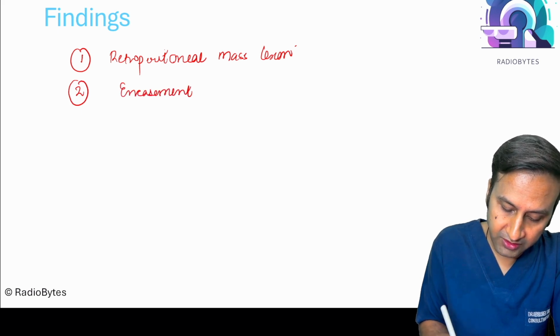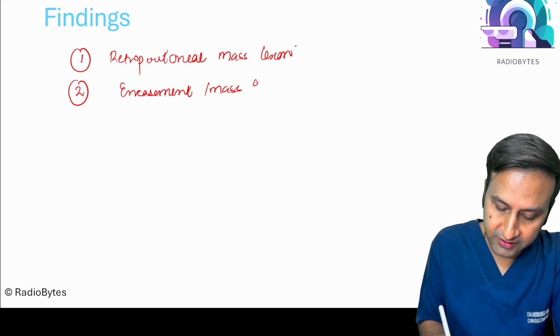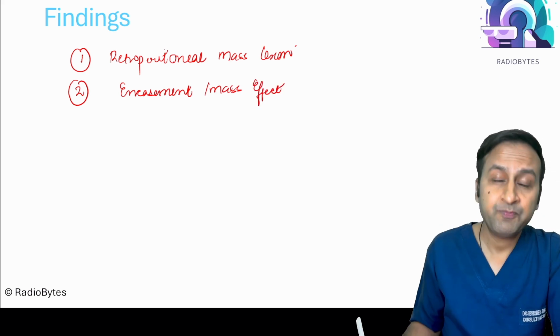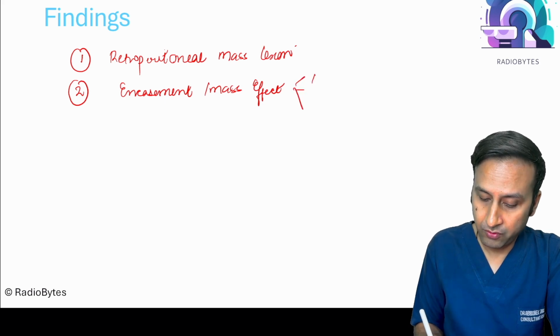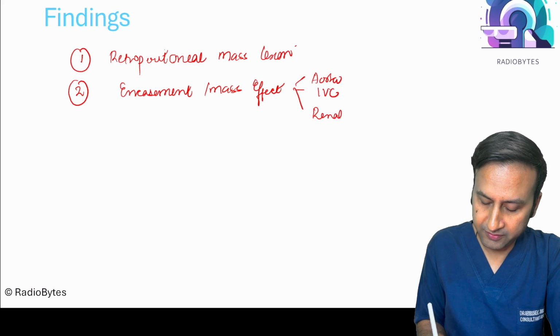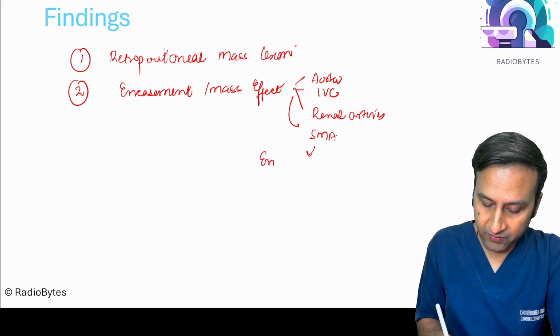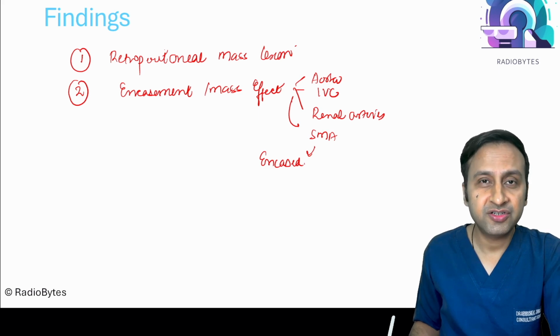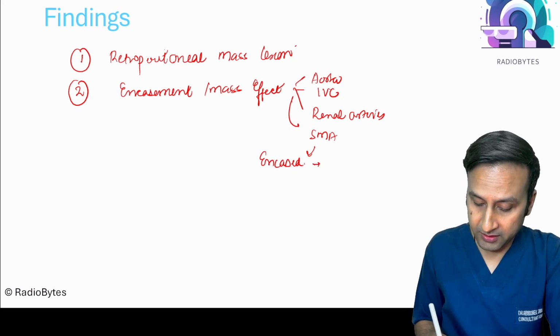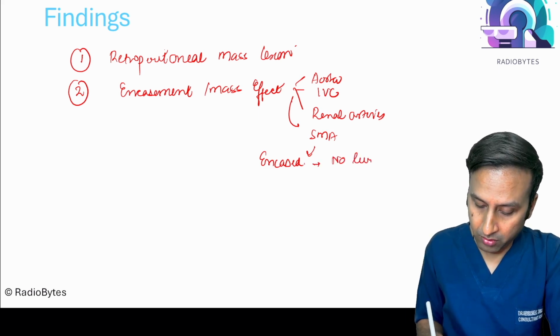Then the second important thing, you have to tell about the encasement or the mass effect. Now, when we talk about the encasement or the mass effect, we've already discussed it in great detail that this lesion is causing encasement of the great vessels. I'll just write it for you: aorta, IVC, renal arteries, SMA. So these are the major vessels which are being encased. I should say there is complete, 360-degree encasement of the vessels, but there is no luminal compromise.